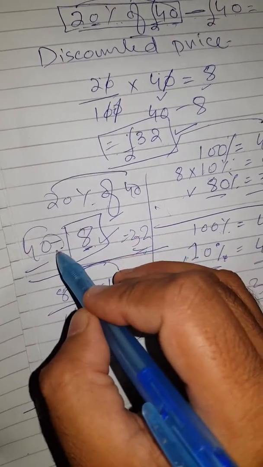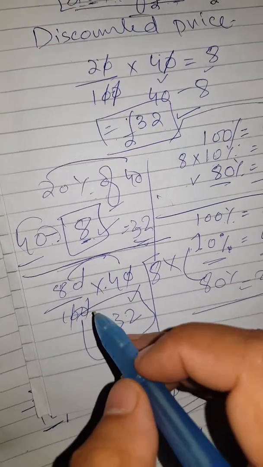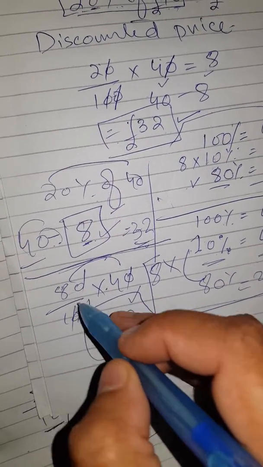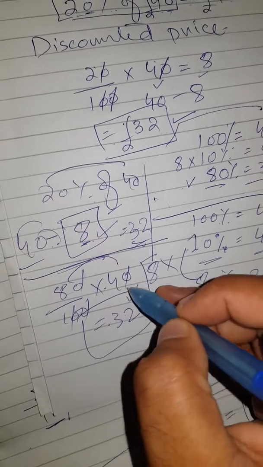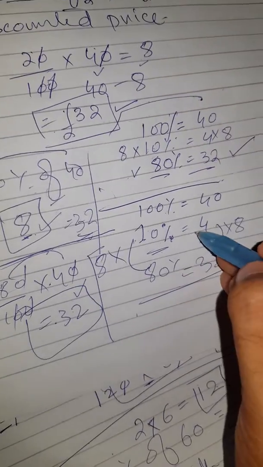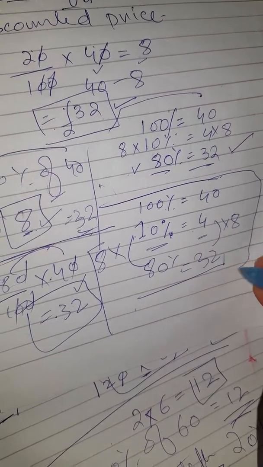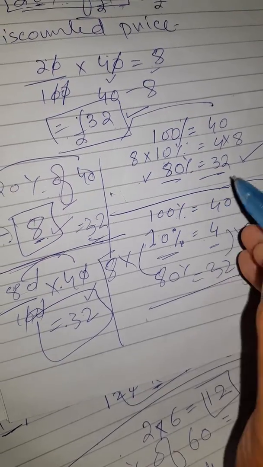So here it was a detailed method. One extra step was added in this. Here no extra step is added. I just reduced it to 80% and I said 80 over 100 times 40. This method is the smart method, also known as the unitary method. You can work out most of the percentages by using this method.